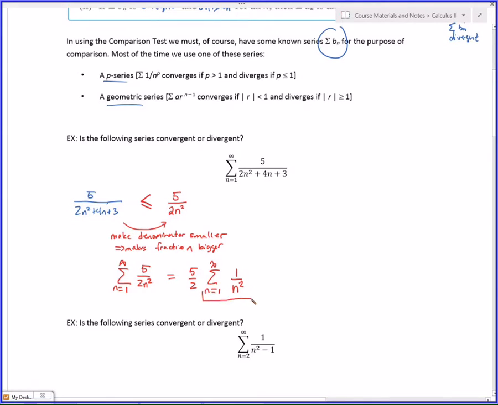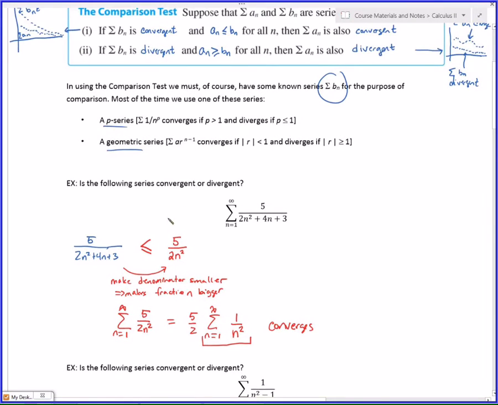And what does this thing do? If you look at just 1 over n squared, you know it goes to 0. But remember, knowing that the terms go to 0 means you know nothing. But what's the test that I can apply here that tells me that this thing converges? P-series. The p-test says this converges. So if this thing converges, and notice, this is like my B sub n here, and this is my A sub n here.